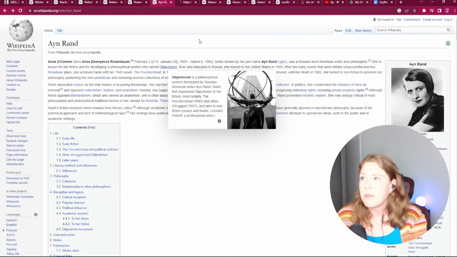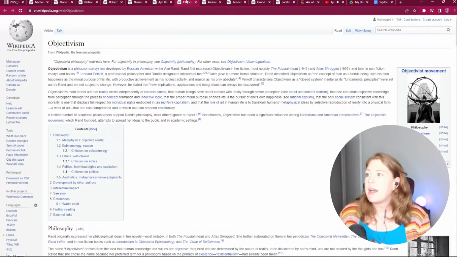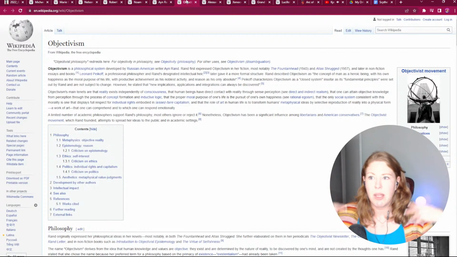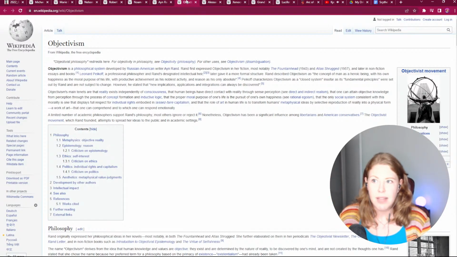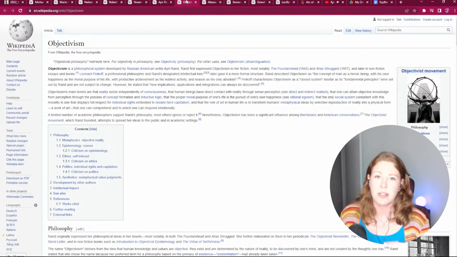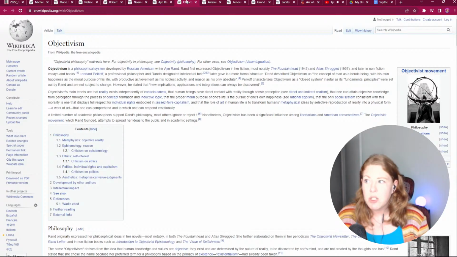So we're just going to look this up real quick. What is it? The main tenets are that reality exists independently of consciousness, that human beings have direct contact with reality through sense perception. Basically, you touch, you see, you smell, you hear, you taste. That's reality. And that one can attain objective knowledge from perception through the process of concept formation and inductive logic. So it's very much based on logic.